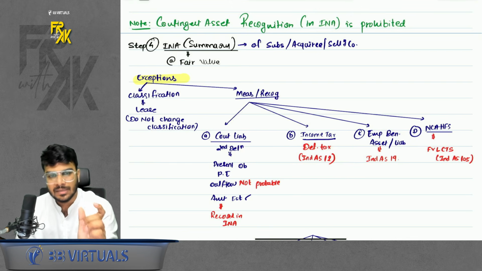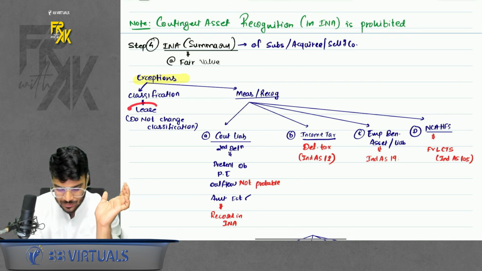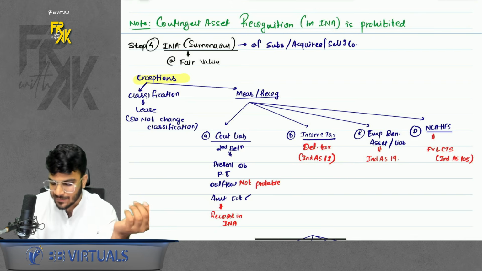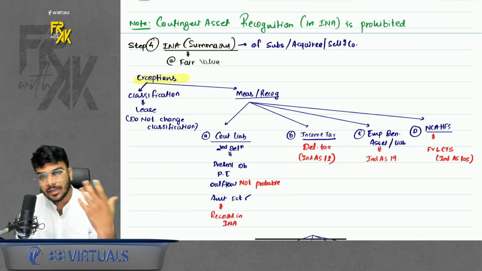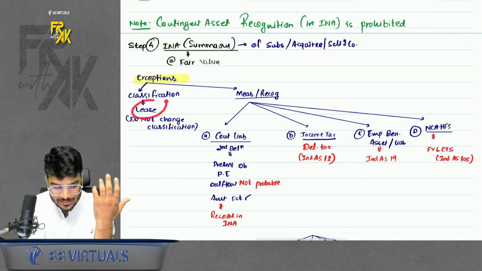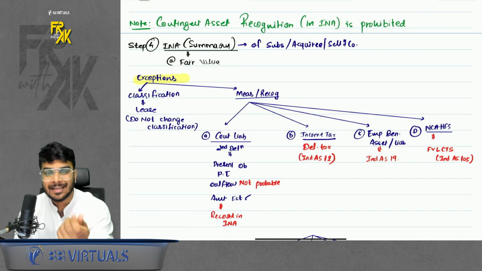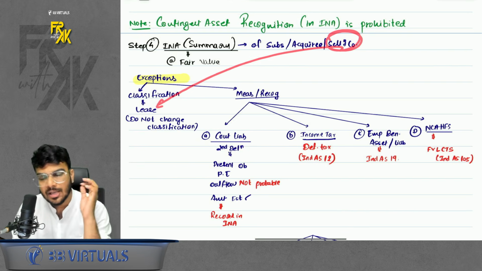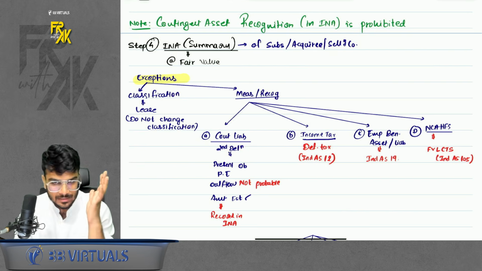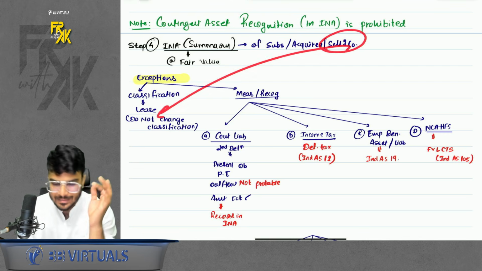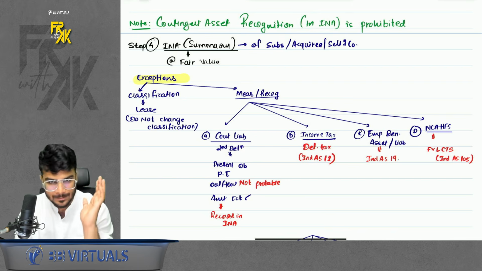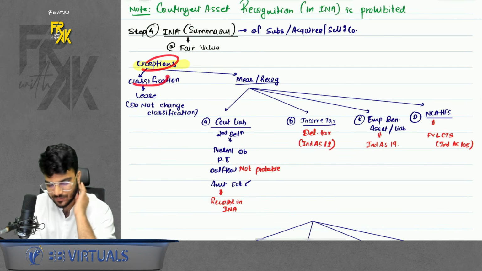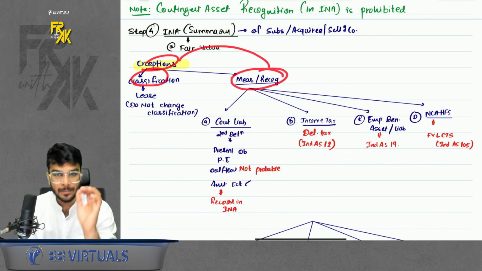But in case of one item, the classification cannot change, and that is in case of lease. So let's say for example if selling company had any lease, we take over the assets, in that leased asset also comes, so you cannot change the classification of lease. So let's say selling company was calling it finance lease, so in CFS also we will call it finance lease. If selling company is calling it operating lease, in CFS also we will call it operating lease. Okay, so these were exception of classification. Then comes the exception of measurement.